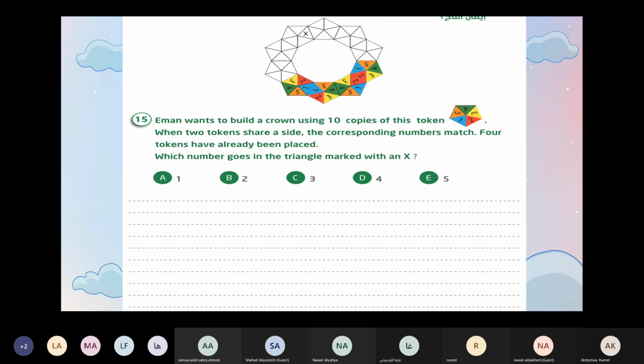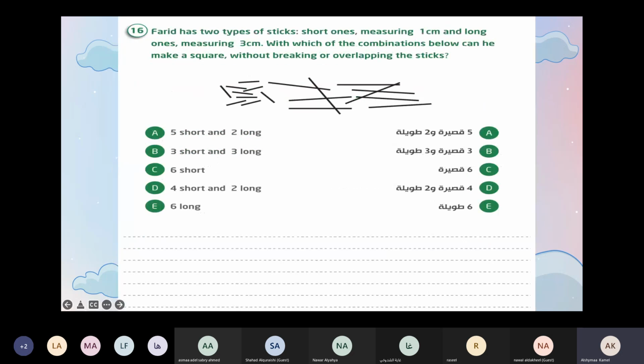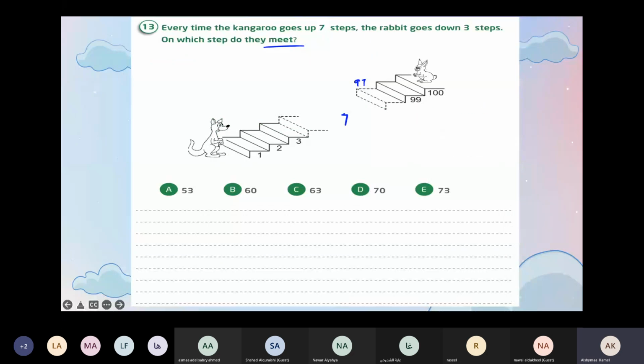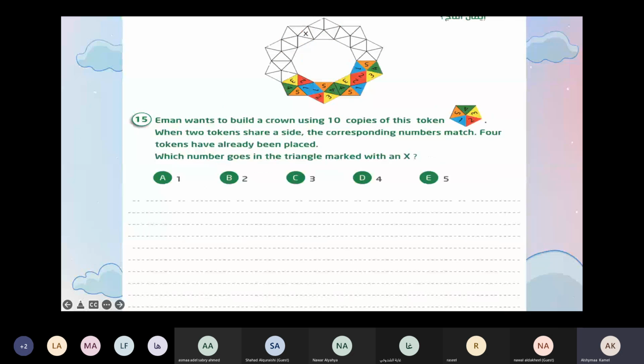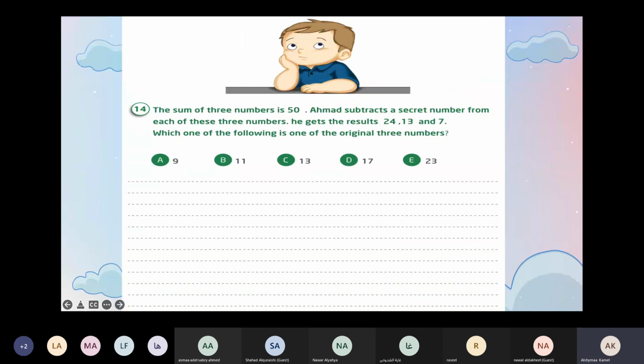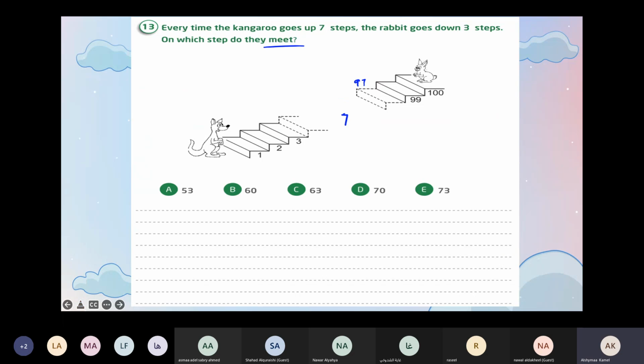The kangaroo counts on 7 steps. The rabbit counts back 3 steps. The kangaroo counts on 7 steps. The rabbit counts back 3 steps. If I ask myself, after 5 steps, the kangaroo will be where and the rabbit will be where? Who can tell me? After 5 jumps.